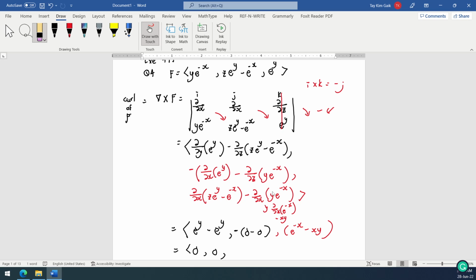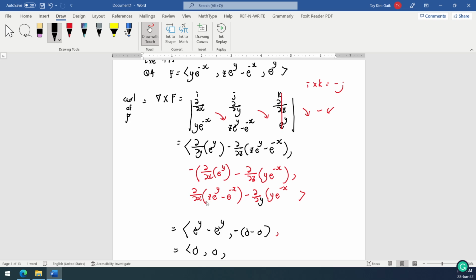Oh, sorry, this is del/del y. No wonder, because just now I erased and wrote it wrongly. Del/del y of y e^(-x): when differentiating with respect to y, x is constant, that's why you get it. This one just now, when I erased that vertical line, I wrote wrongly. This is del/del y.